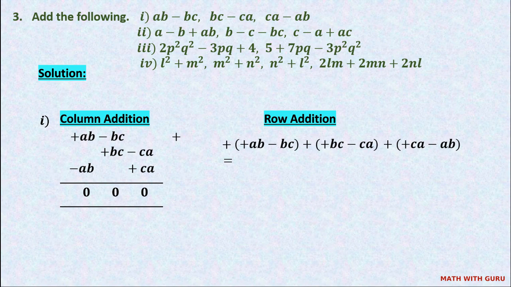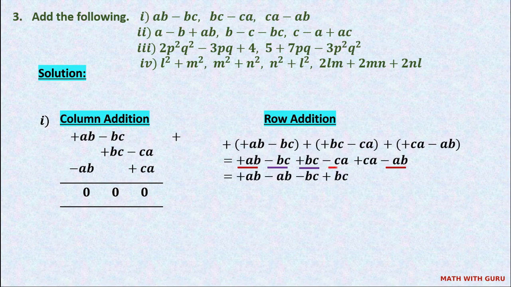Since each pair of brackets is preceded by positive sign, while opening the brackets, the terms do not change their signs. It's quite easy. Now let us collect the like terms like this. These are the like terms, minus CA and plus CA. Now plus 1AB minus 1AB is 0. We cancel them out like this.